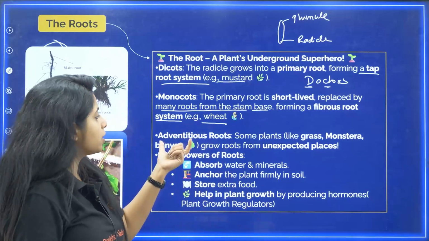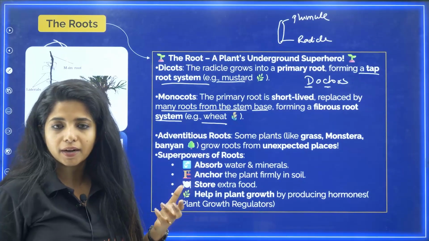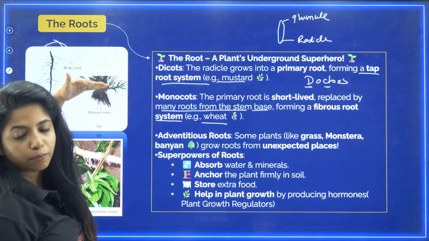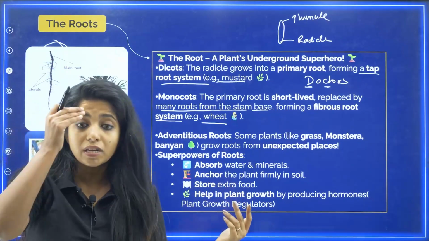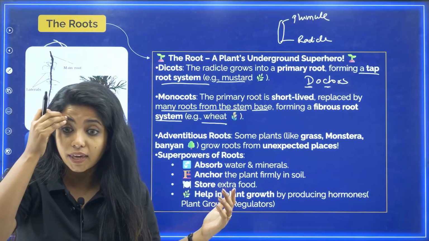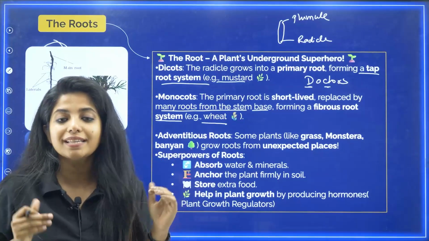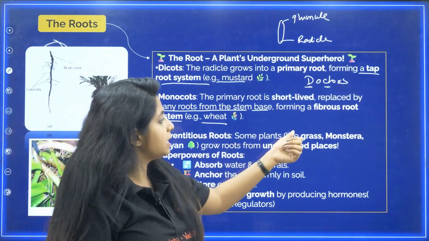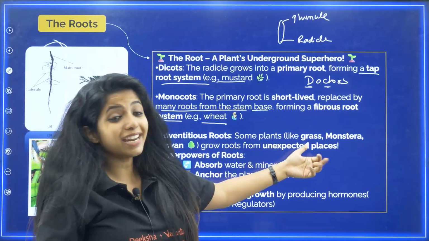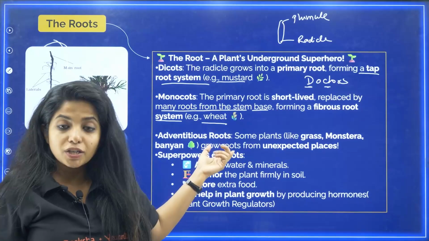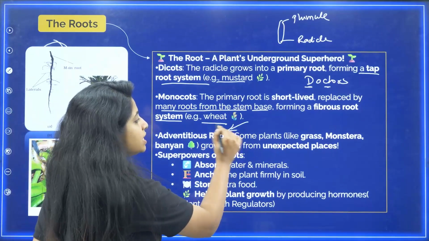Now you have something that is known as adventitious roots. What do you mean by that? Roots usually arise from the base of the stem, right? But suppose the roots are arising from somewhere else. Then you call these roots adventitious roots. So some plants like grass, monstera and banyan grow roots from unexpected places. So these roots would be known as adventitious roots.